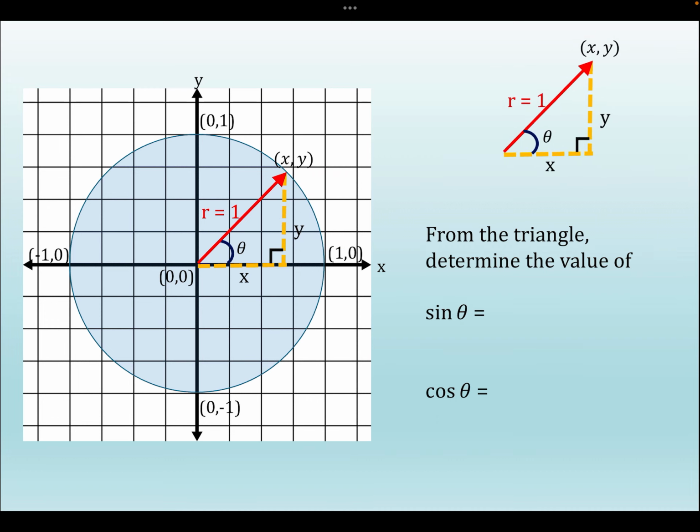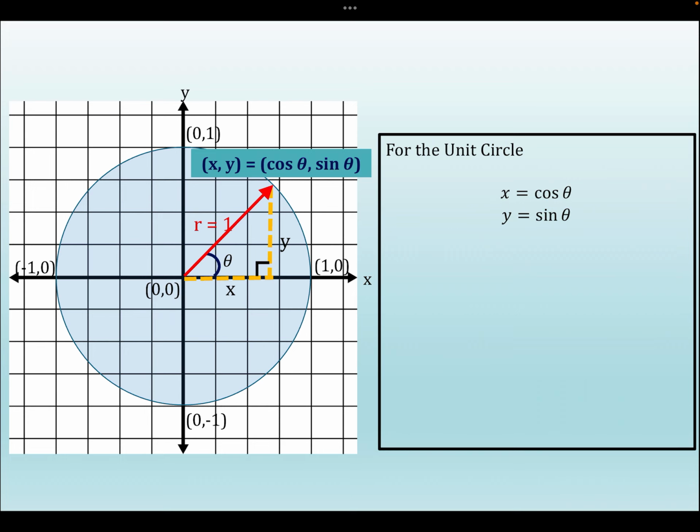So if I take the triangle out, you know that it is a right angle triangle. Can you actually tell me what sine theta is? You should know that sine theta is y over 1, which is the hypotenuse, which is therefore y. Cos theta is x over 1, therefore cos theta is x. Now, can you link this to the coordinate of this point over here, x and y? Alright, so for the unit circle, x is actually cos theta and y is actually sine theta.